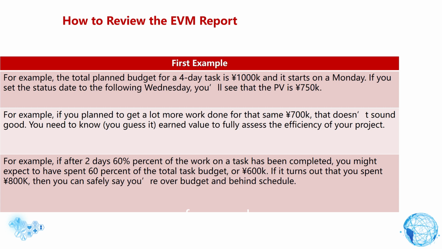For example, if after 2 days 60% of the work on a task has been completed, you might expect to have spent 60% of the total task budget, or 600,000 yen. If it turns out that you spent 800,000 yen, then you can safely say you're over budget and behind schedule.